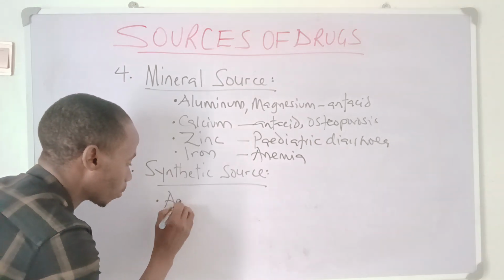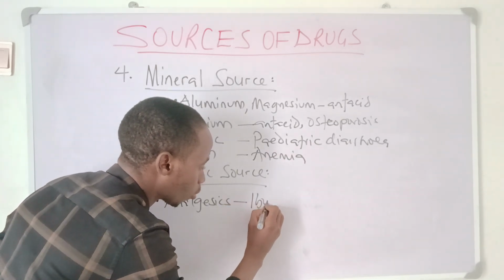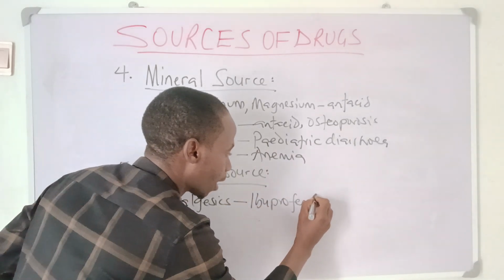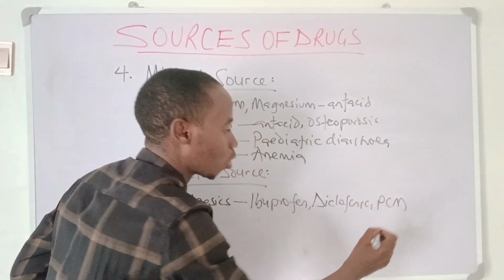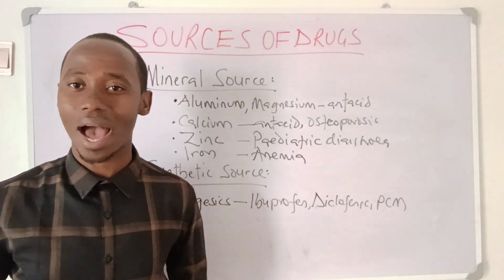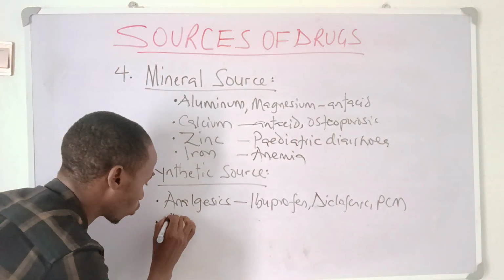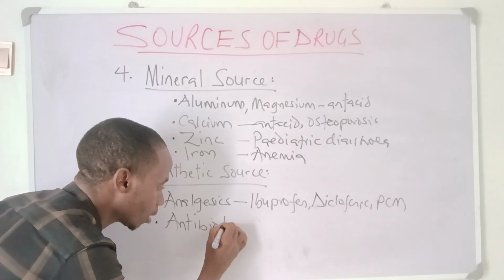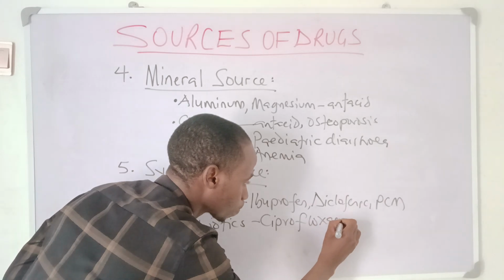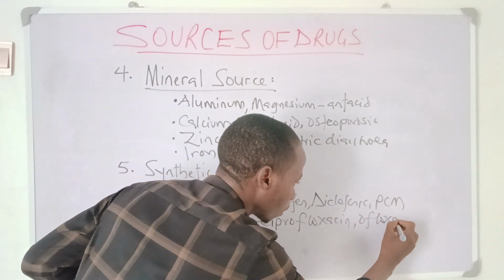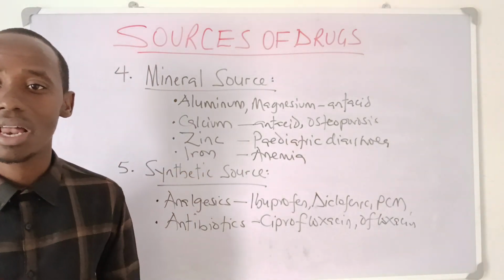If you take, from the analgesics, our commonly used analgesics, like what? Like ibuprofen, like diclofenac, even paracetamol, PCM. All these important drugs are actually purely synthesized in the laboratory. Another example, we can also give from the antibiotics. A good example, we all know the class of fluoroquinolones, like ciprofloxacin, and some sulfonamides. A lot of drugs are actually synthesized in the laboratory.